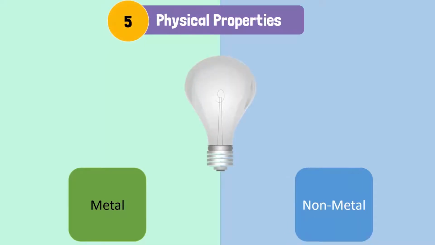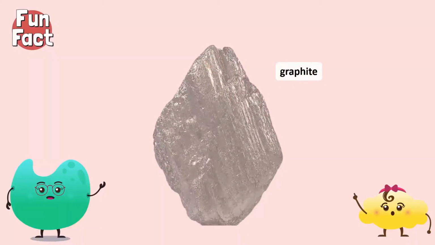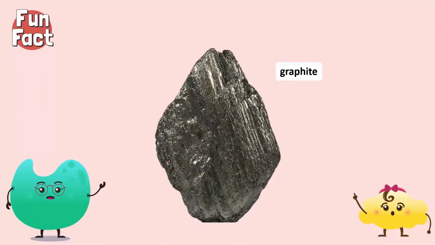Moving on, let's see how we can light up this bulb. Let's try connecting the non-metal first. That doesn't work. But that's okay. We use them to cover wires so we don't get electrocuted. Fun fact: graphite can surprisingly conduct electricity even though it is a non-metal.